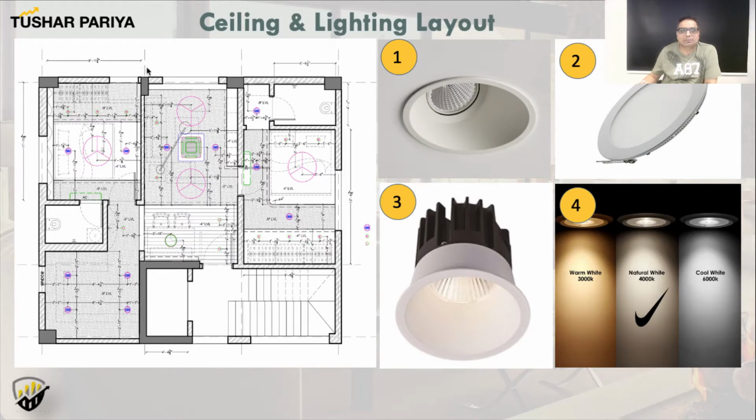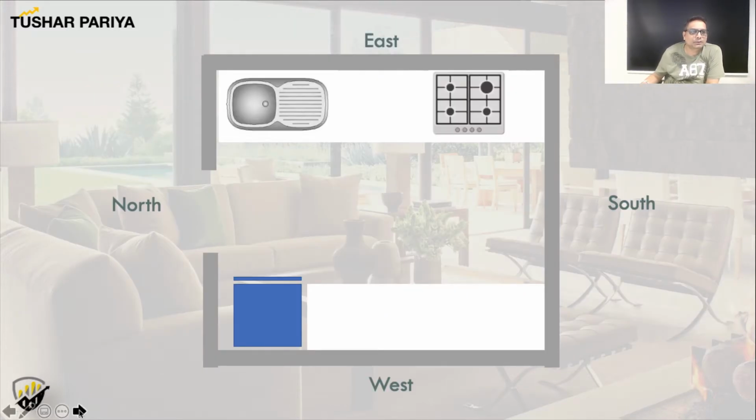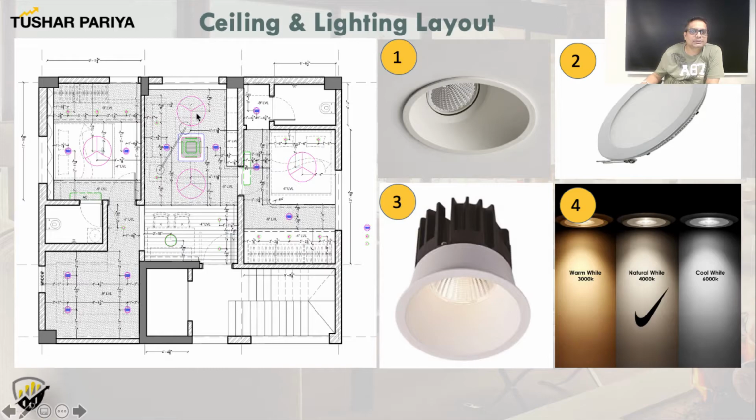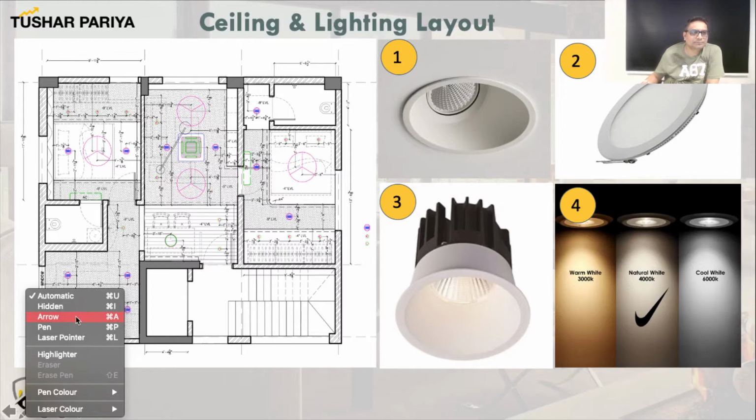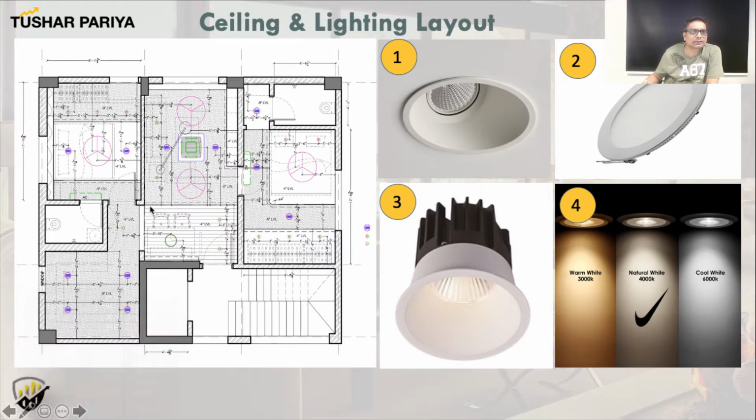What I'll do is I'll just use a mouse so that I can show you. If you can see my cursor, I'll use the notes tool and a red color pen. If you see, guys, this is the fan. This is fan, this is fan, and here is the fan. So in this house there are 4 fans which are planned.